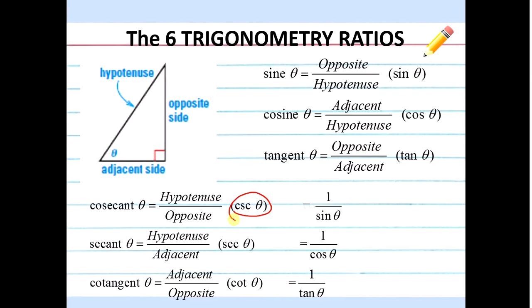I know they're kind of hard to keep in your mind. So hypotenuse over opposite is the opposite of sine. Notice how it's opposite over hypotenuse for sine, and this one's hypotenuse over opposite, so it's flipped. So cosecant is related to sine, secant is the opposite of cosine, and cotangent is the opposite of tangent. So be careful with that. Try to keep that in your mind as we work through today.